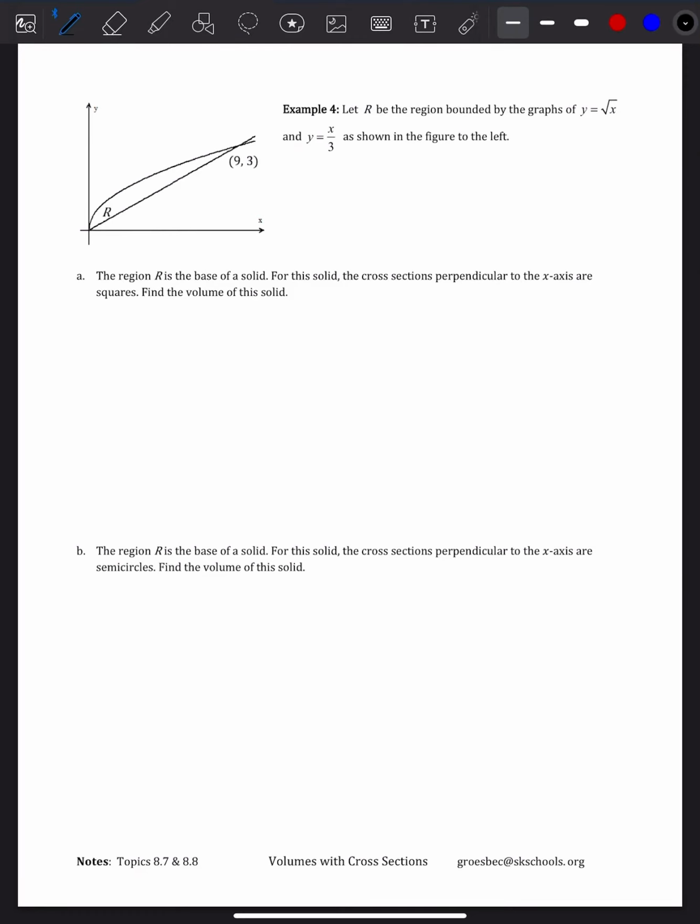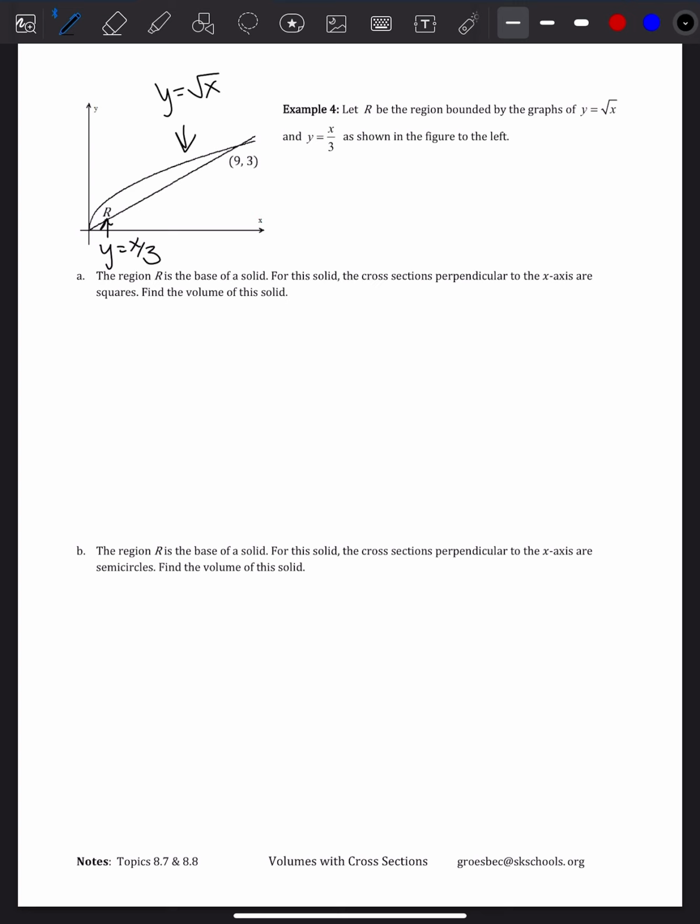We have our last two questions on this one for now, which is: let R be the region bounded by the graph of y equals the square root of x and y equals x divided by 3, as shown in the figure to the left. So this one here. Some things that I know from here, the square root of x and x over 3. X over 3 is a linear equation, so I know the bottom function is going to be x over 3. The top function is going to be the square root of x.